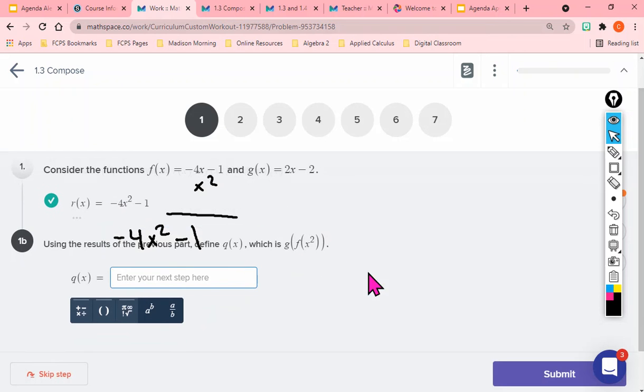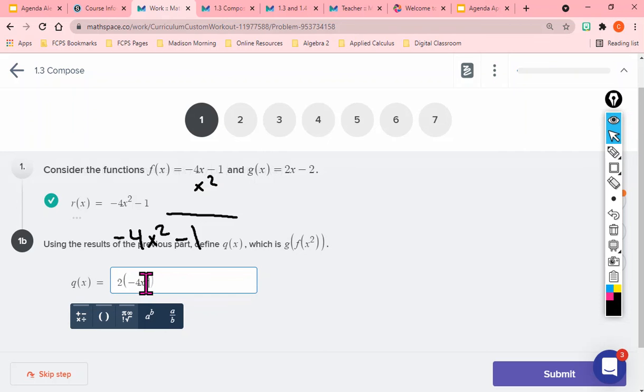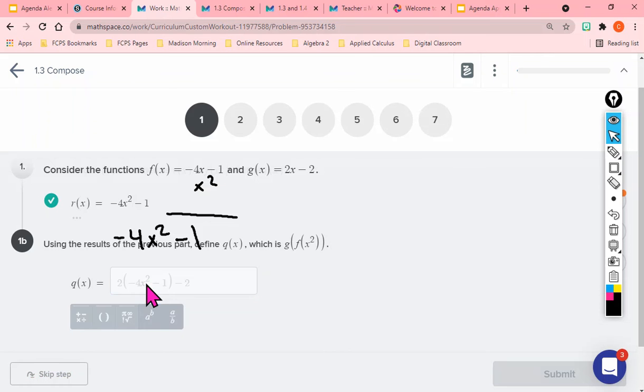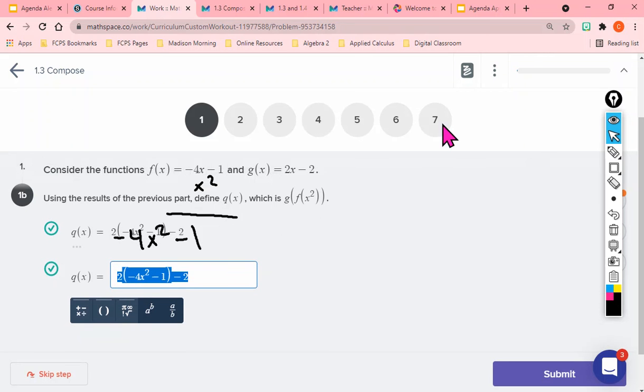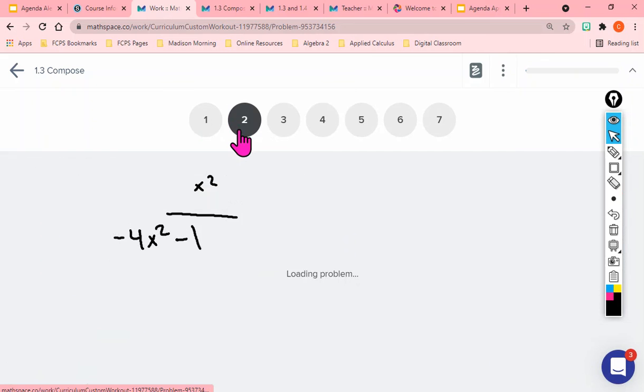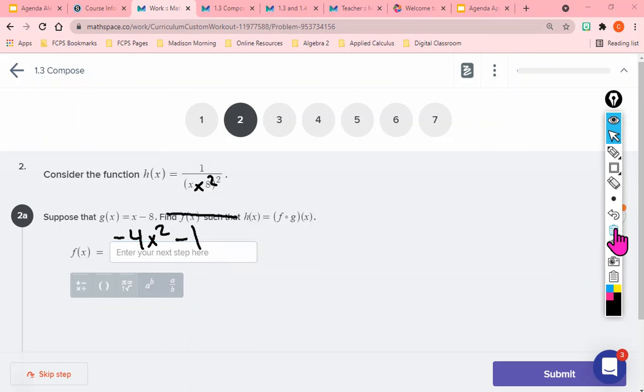All right, and now it wants me to find the g composed of that. So it would be 2 minus 4x squared minus 1, parentheses, minus 2. And then it wants you to simplify. I'm not simplifying, I'm just showing you how to type some of these things. Okay, now this one's a little bit funny. You're like, I don't quite understand what this is saying.